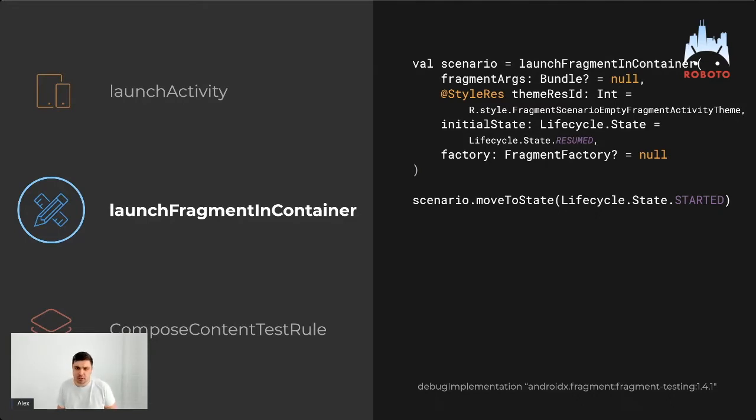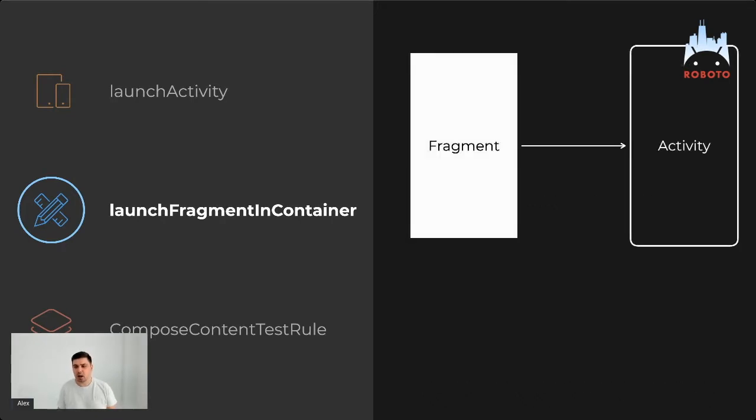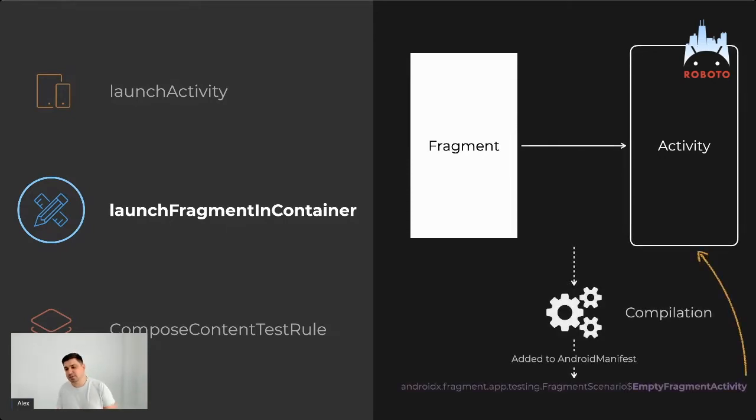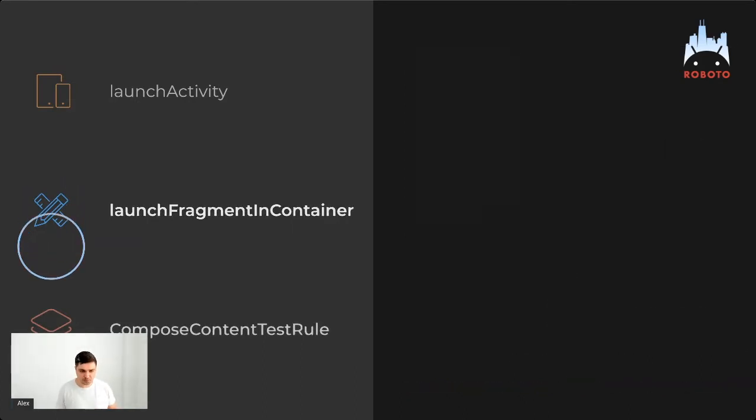And right now, the main question: how will it be launched internally? Because we all know that activity is an entry point, and if you want to run something, it always should be passed through activity. So internally, our fragment will be added to an activity, and this activity during compilation will be added to the Android manifest. Initially, our fragment will be added to an empty fragment activity. And starting from this moment, we can test it.